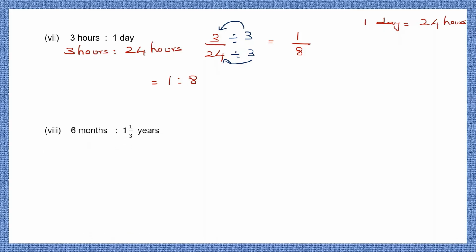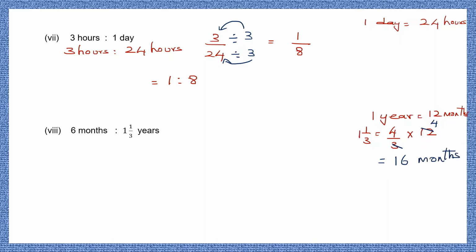Next question, 6 months and 1 by 3 years. Okay, so 1 year has 12 months. Therefore, 1 by 3 years, let's convert it. 3 ones are 3 plus 1, 4, which is 4 by 3 years. How many months will that have? 4 by 3 into 12. When I multiply, 3 fours are 12. So 1 by 3 years will have 4 fours are 16 months.